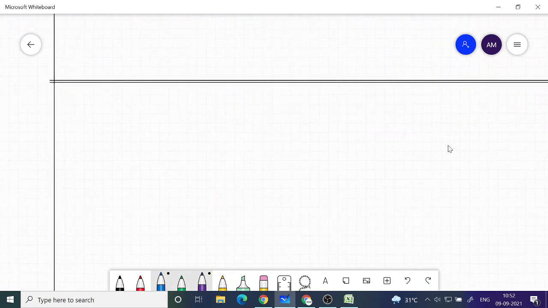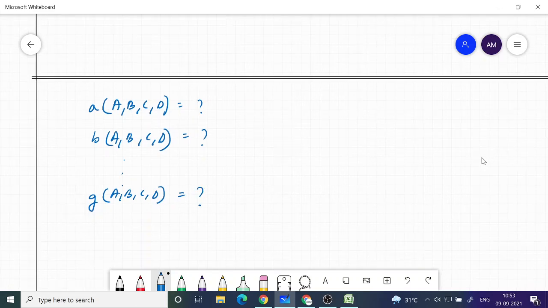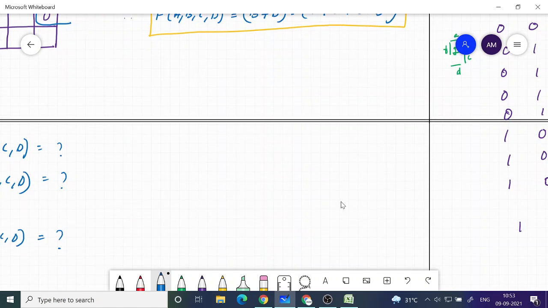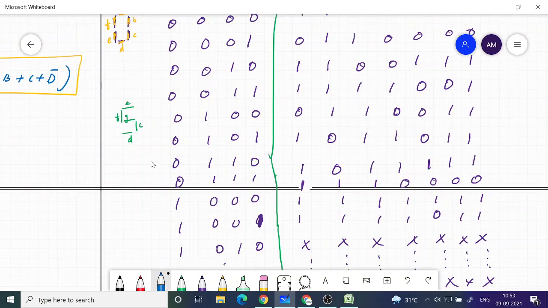So now our query is, what is this function in the simplified form, so that we can implement, and what is this function, okay, etc. up to G. Okay, so I will solve only one. Rest I am going to give you as a homework. You can find it out in a similar way. Any one I will take and solve. So that will be an example of a Boolean function with the don't care.